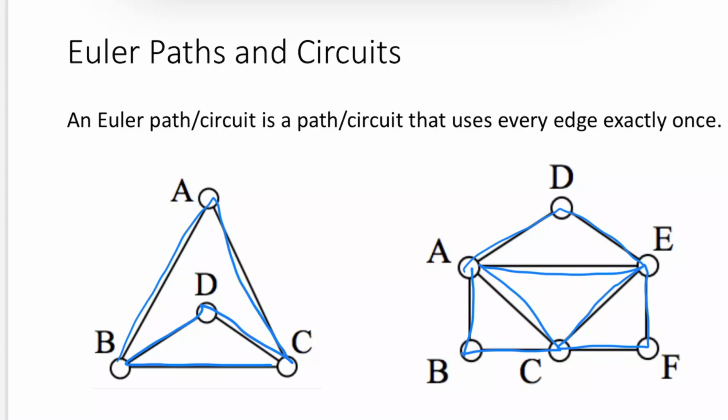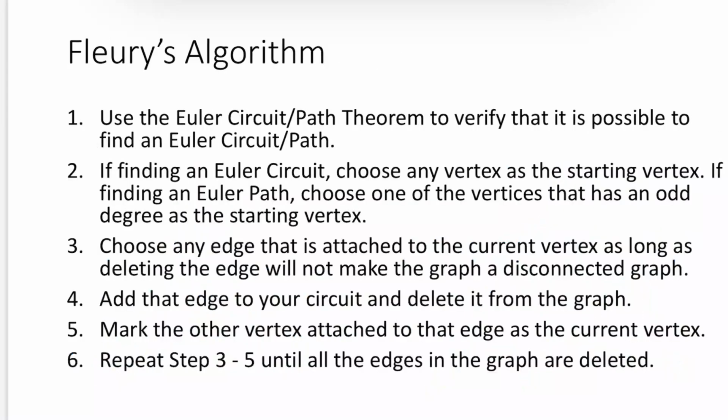So the steps for Fleury's algorithm: first, you use the Euler circuit and path theorem to verify that it's even possible to find an Euler circuit or path. You find the degrees of all the vertices, and if they're all even, then you should be able to find an Euler circuit. And if there are 2 odd ones, but all the rest are even, then you should be able to find an Euler path.